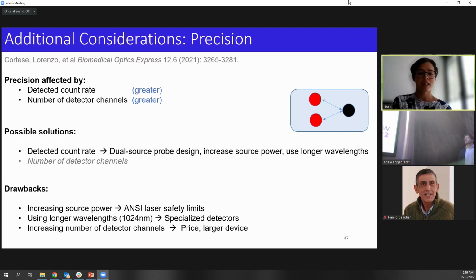The drawbacks in all of these solutions is that increasing the source power is often impossible because we are limited by laser safety limits. Using longer wavelengths, especially 1024 nanometers, requires specialized detectors, so in practice, it's much more difficult to implement. Increasing the number of detector channels, while it seems like a simple solution, will result in a much more expensive device as well as much larger.